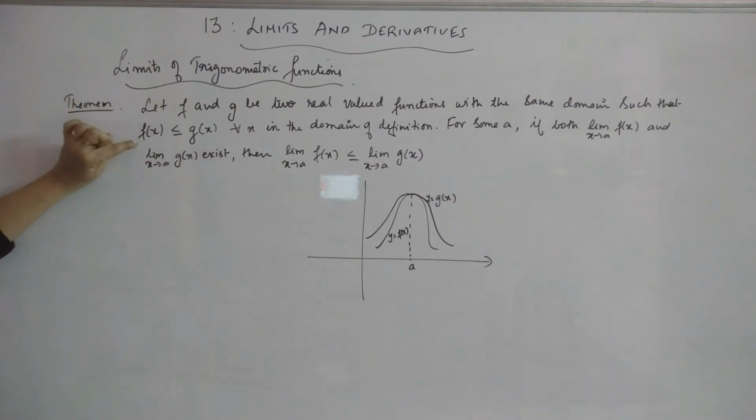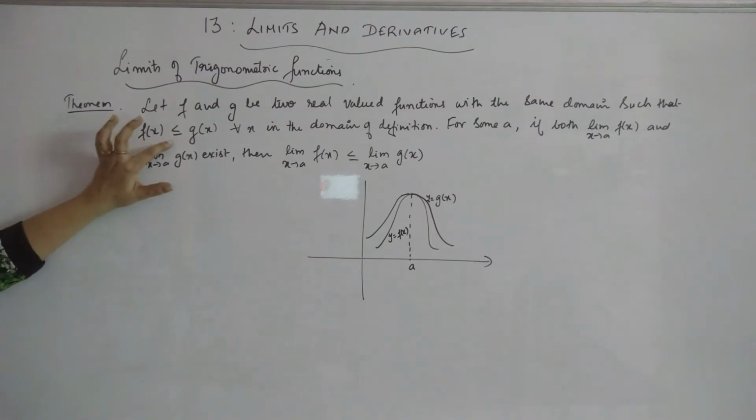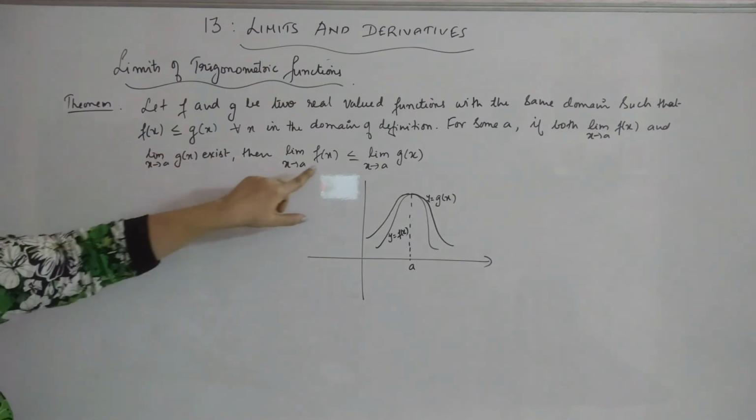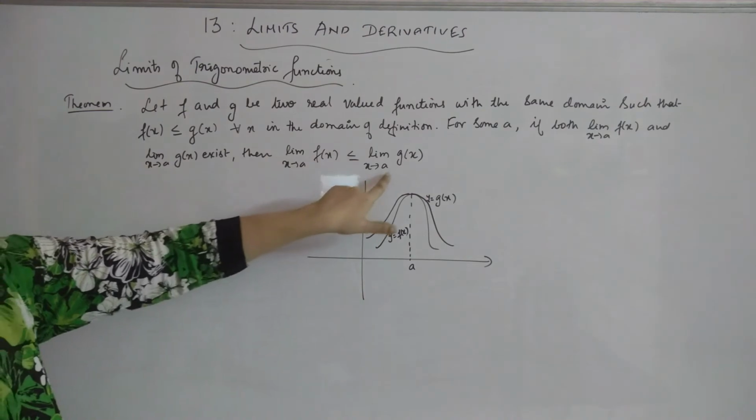You have two functions, real valued functions, such that the condition is f of x for any value which you take from the domain, the function f of x is giving the lesser or equal value to that of g of x. Okay, that is given as the condition. Now for some a, which is again in the domain of the function definition, if both the limits exist for that point, that is limit x tends to a f of x as well as limit x tends to a g of x exist, then the limits will also follow the same condition as that of the functions. That is, limit x tends to a f of x will be less than or equal to limit x tends to a g of x.